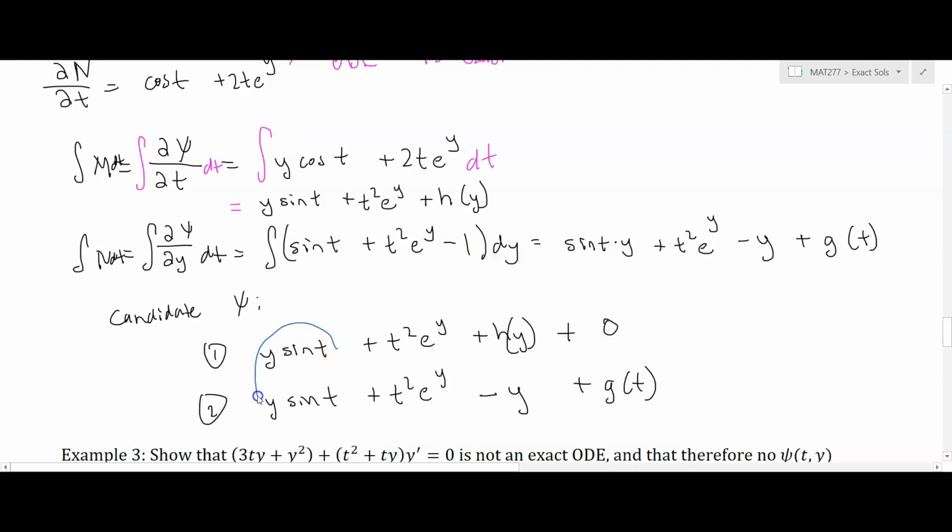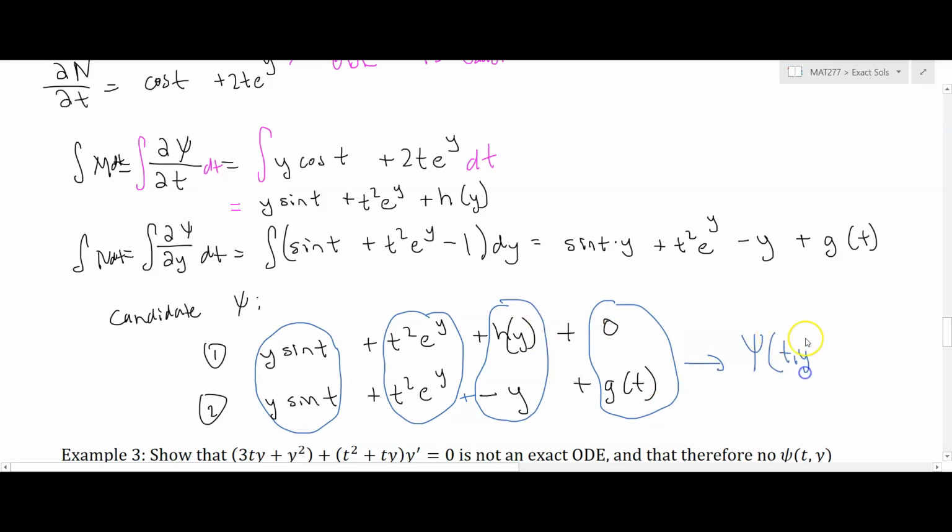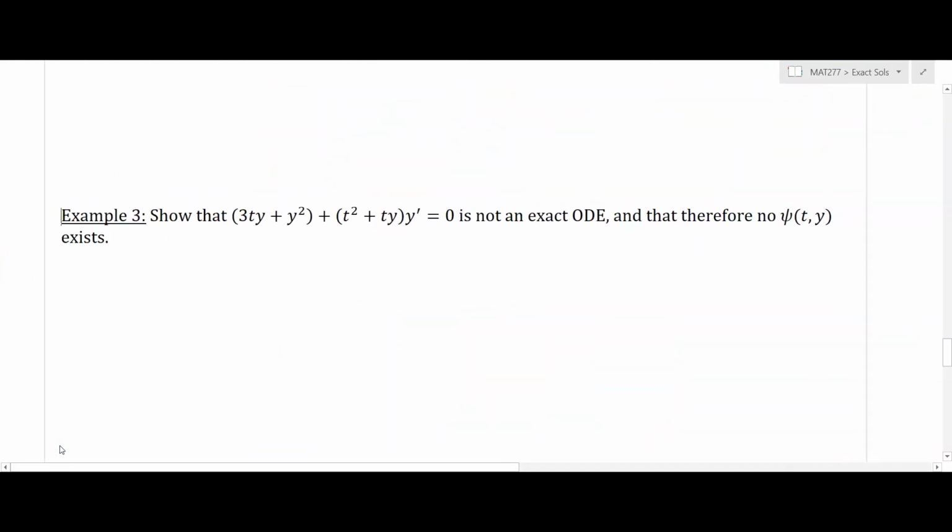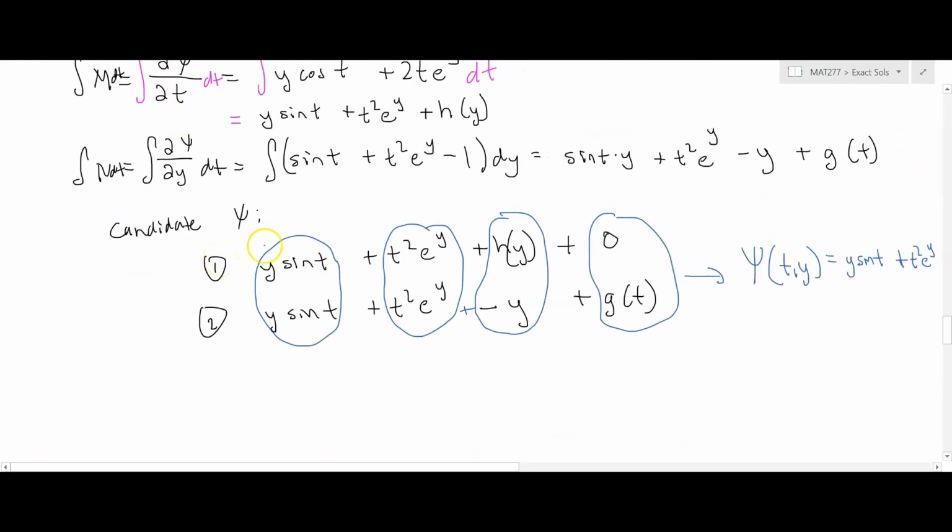And again, I can circle these and say those match, those match. I can put a plus sign here and say those match, and those match right there, which leads me to the conclusion that psi of t comma y is equal to y sine t plus t squared e to the y. And from our solution, we know that as long as all of this stuff worked out, as long as you could find a psi, as long as it's exact, the solution to this ODE is psi of t comma y equals constant. And so that means y sine of t plus t squared e to the y equals constant.